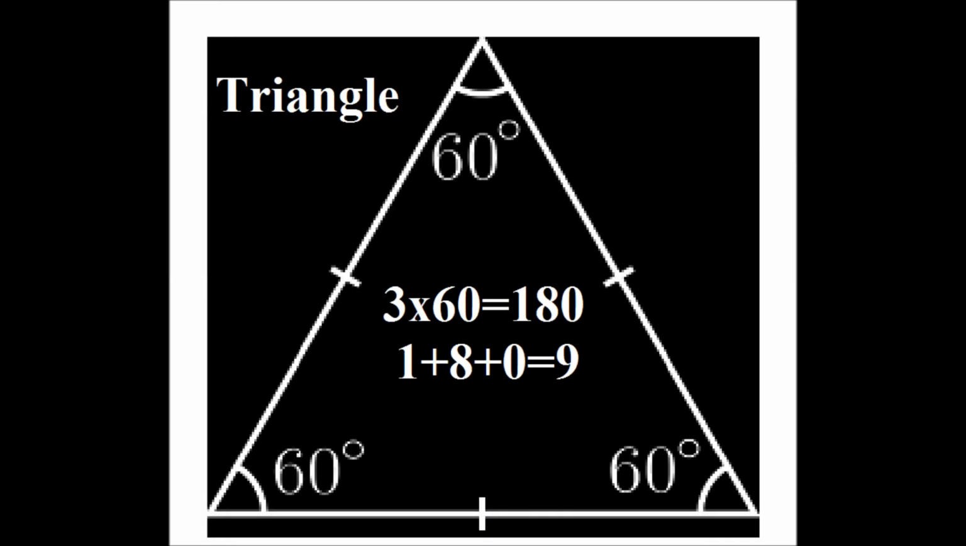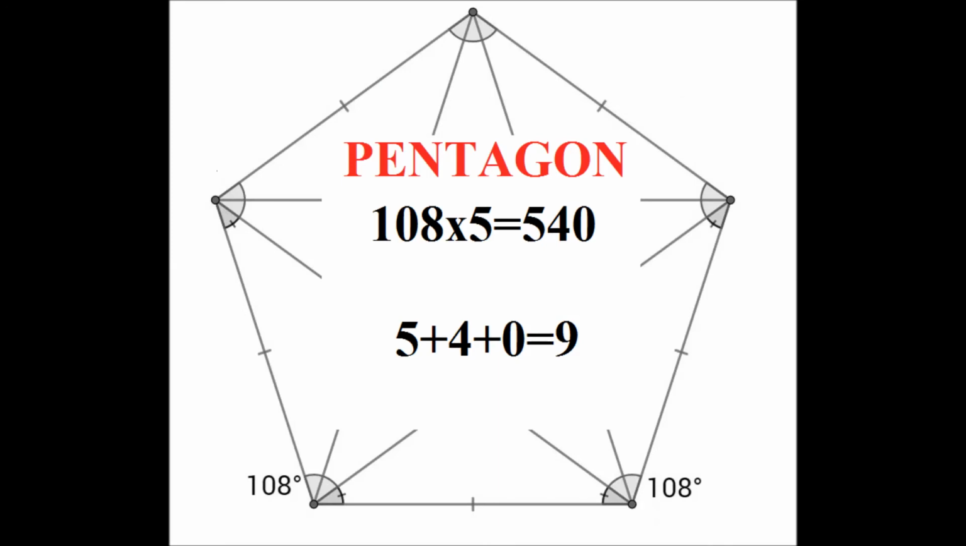It's not likely we're ever going to live in a triangle, but it does have 3 60-degree sides, which actually totals 180. And then when you add the 1, the 8, and the 0, you still are coming up with the 9. So let's take a quick look at all the other figures that surround us all the time, like a pentagon, which has 5 108-degree sides to equal 540, but the 5, the 4, and the 0 still come up to be 9.